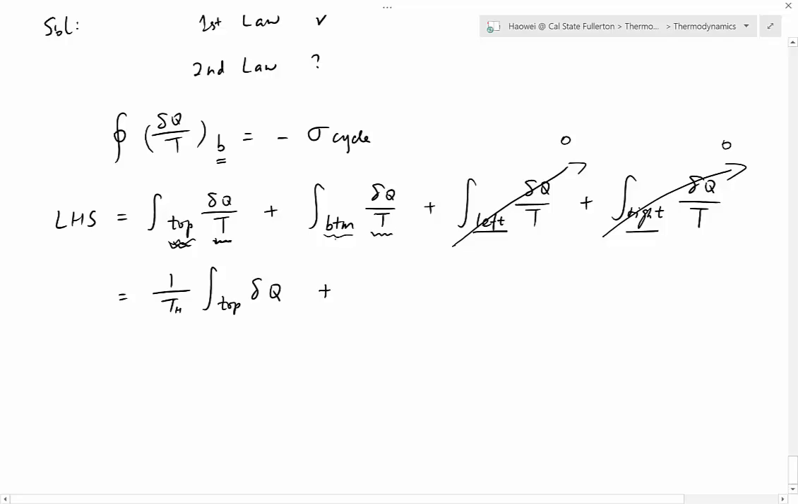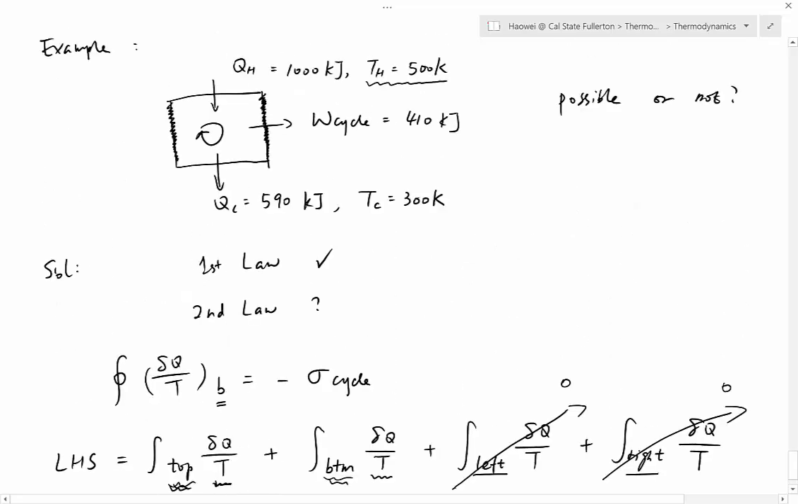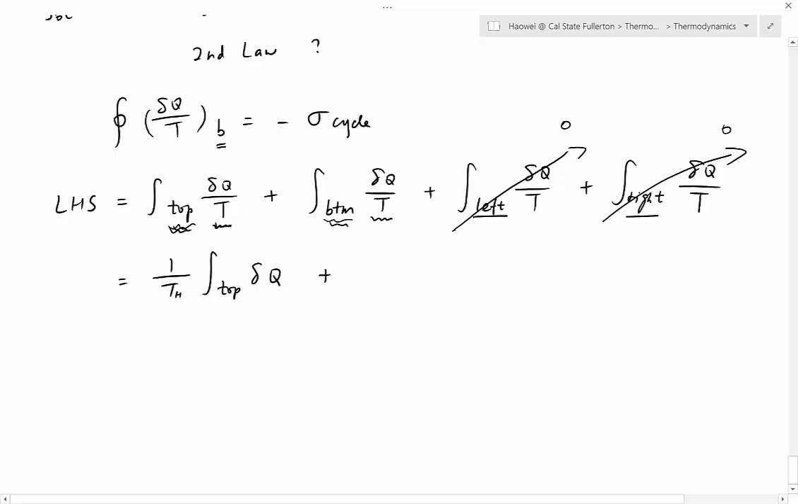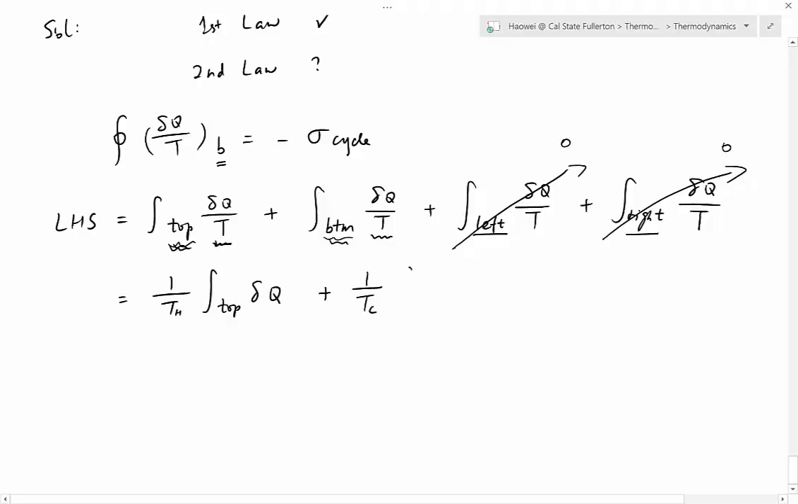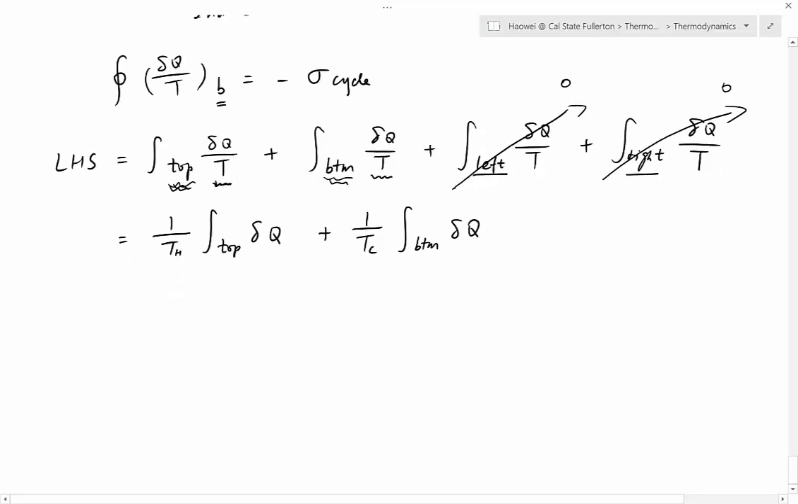And then we can do the same thing for the second term. What is the temperature on the bottom surface? The temperature on the bottom surface is Tc, 300 K, which is a constant. Since it is a constant, you can pull it out again. So 1 over T cold. And then what is left is integral over the bottom surface multiplied by delta Q. And now let's continue.